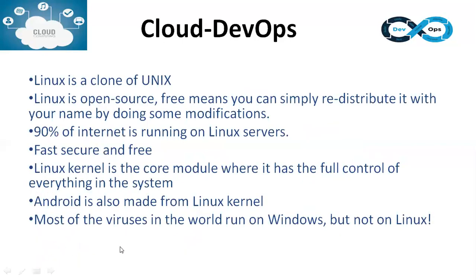On the other side, Linux is a clone of Unix and it is open source. And 90% of the internet is running on Linux servers. It is fast, secure, free. And one of the main components in Linux is the kernel. The kernel is the main core module, I can say core program, which operates everything in your server or in your computer. It manages everything. Without the kernel, there won't be any computer or server.